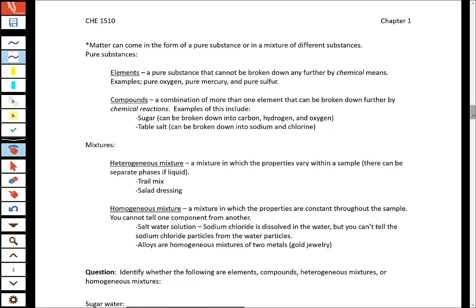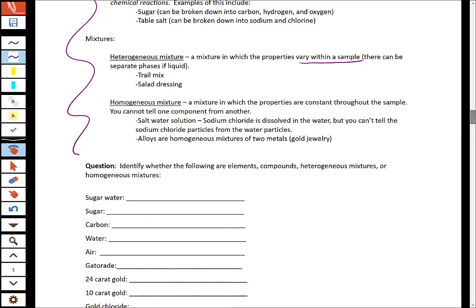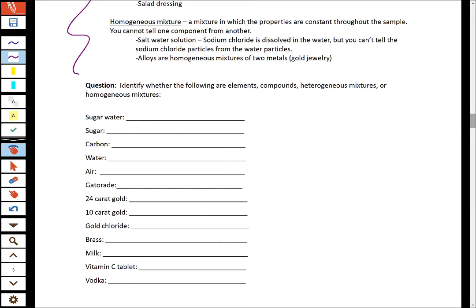So here we have all of what I just said out loud, kind of typed out so that you can go through it. And nice, good examples. Oh, here, this looks better. A mixture in which the properties vary within the sample. Yeah, that's a lot nicer than what I came up with. So why don't you take a moment, look at these, and decide, are these elements, compounds, heterogeneous mixtures, or homogeneous mixtures?